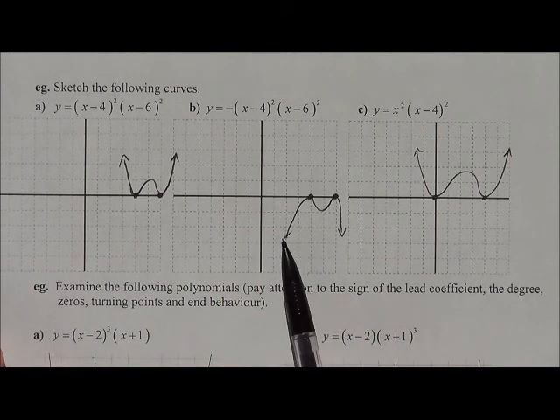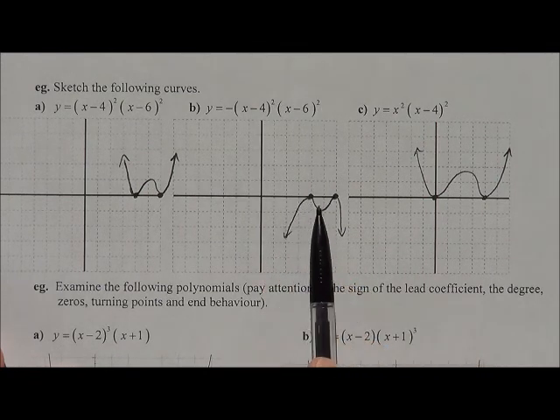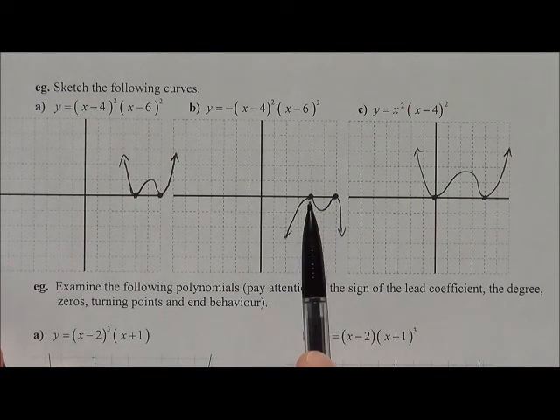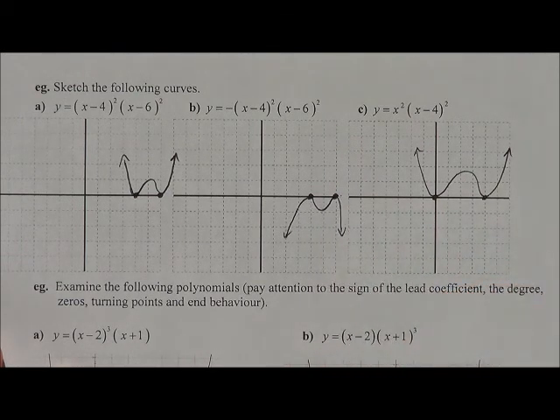Negative lead coefficient, so it's opening down. It's an M-shaped curve. Degree 4. Zeros at x equals 4 and x equals 6. They're both quadratic roots. So 2 double roots, which gives us 4 roots and 2 distinct zeros, and 3 turning points for a degree 4 function.